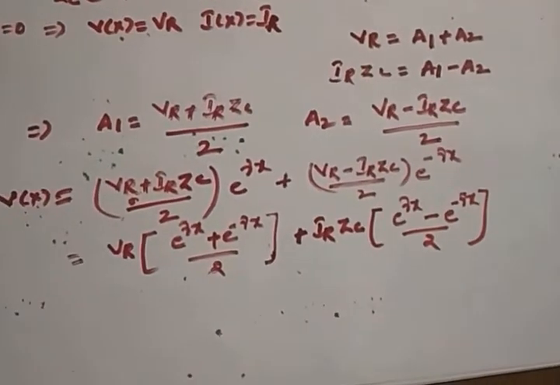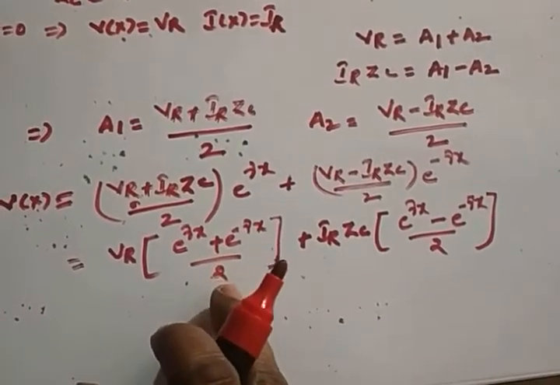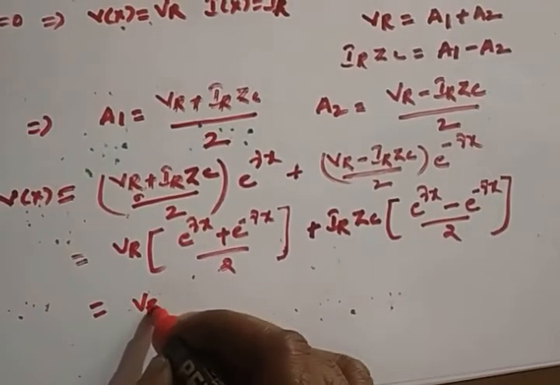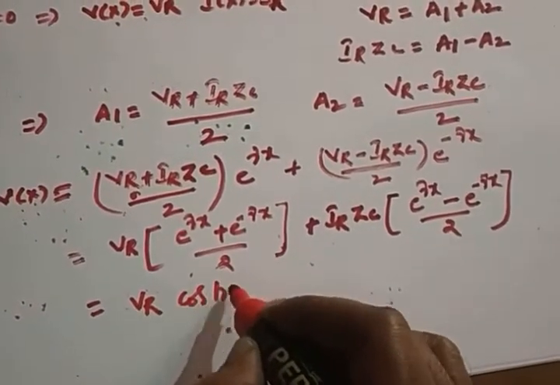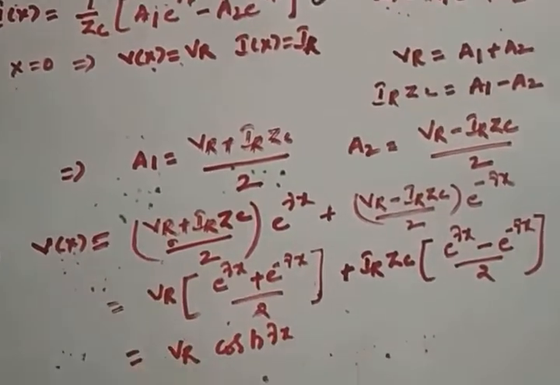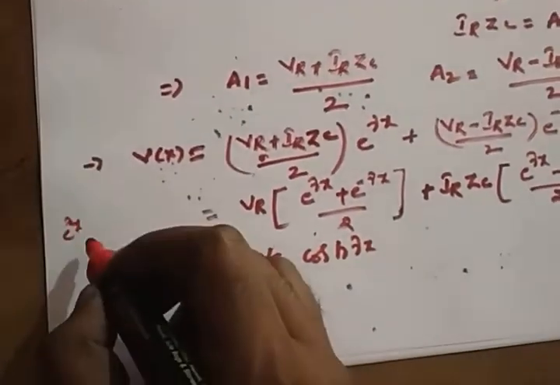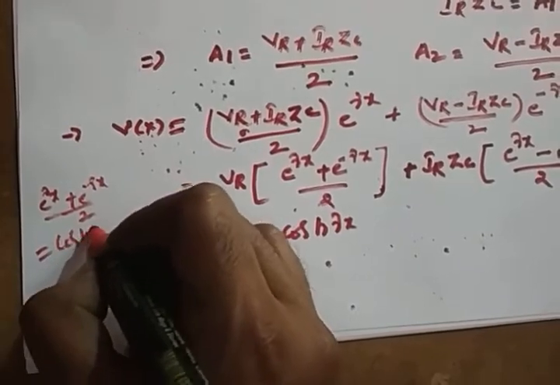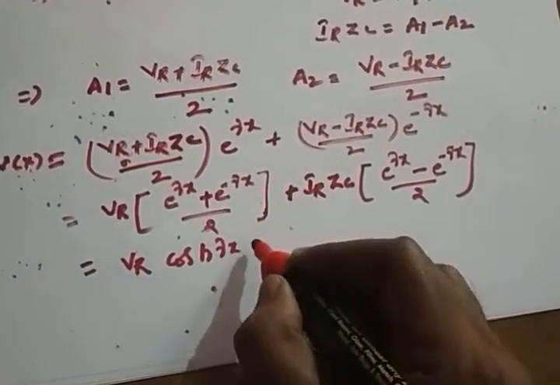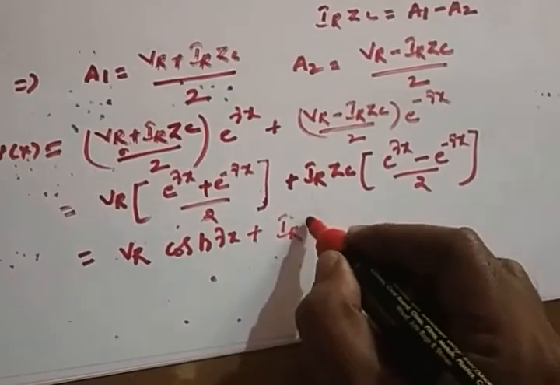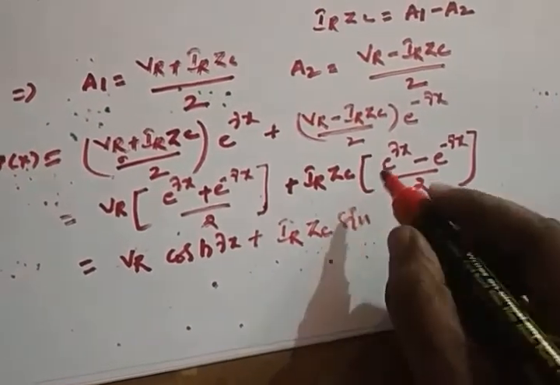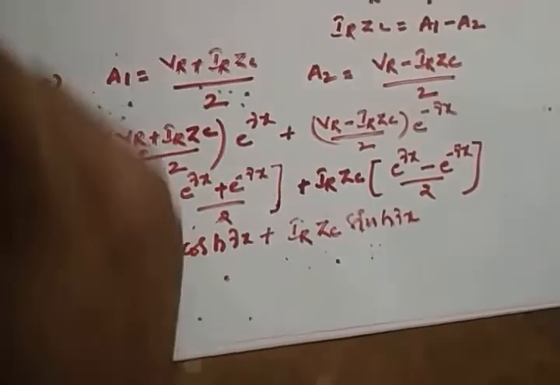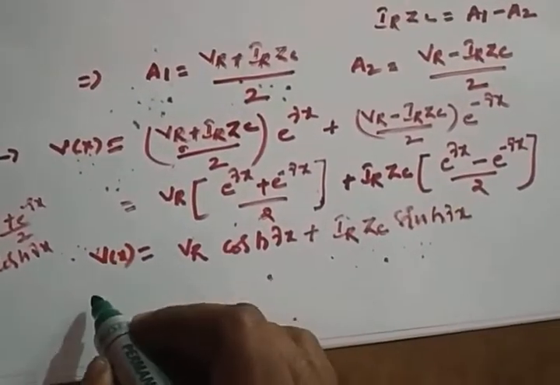Hope it's clear. So e power gamma x plus e power minus gamma x by 2 is nothing but a hyperbolic function. We can write it as Vr cosh gamma x. If it is a minus, it will act as a sinh. So from this you will get Ir Zc sinh gamma x. That is V of x. Now we start at x is equal to L.